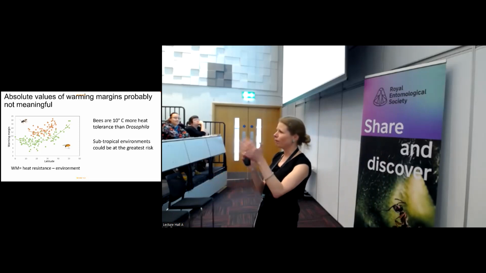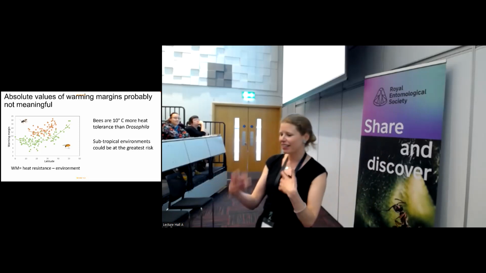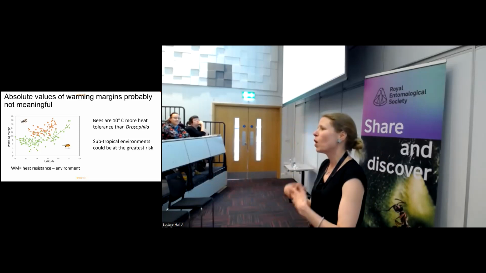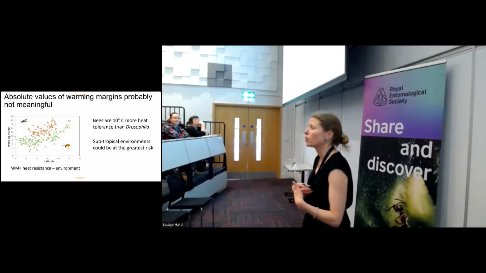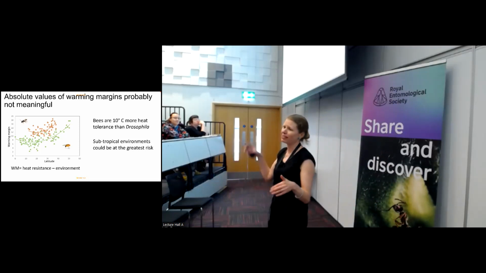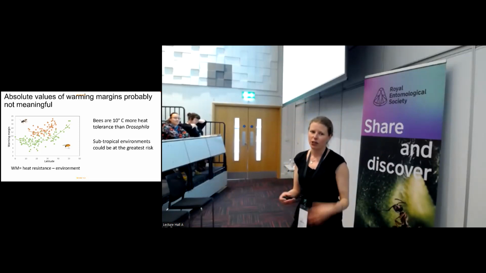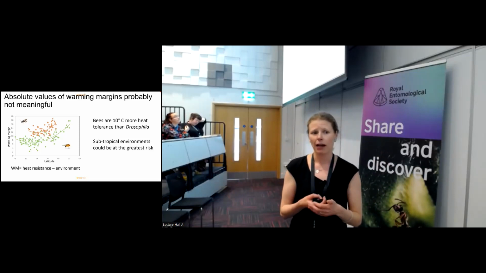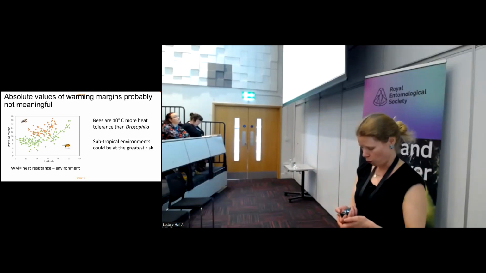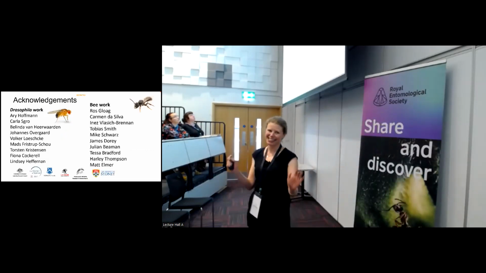Some people often think, oh, well, surely tropical environments. But in Melbourne, where we have these subtropical temperate environments, we experience those really big extreme events, right? So we have much hotter summers in comparison to stable Cairns. And so I think that's probably why we're seeing these patterns that subtropical environments have the lowest warming margins.